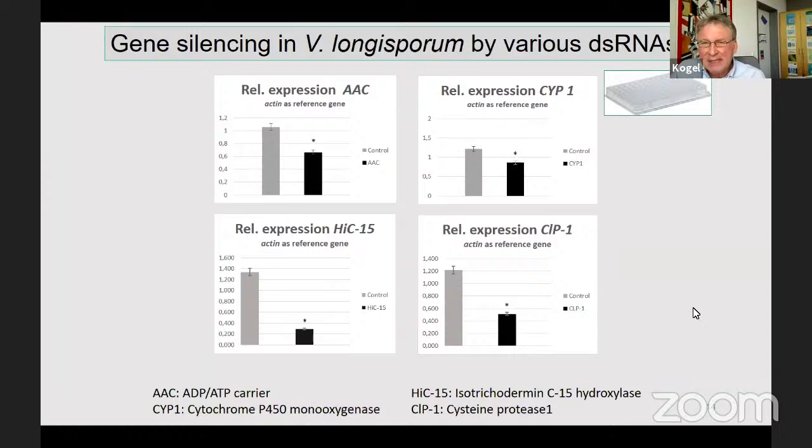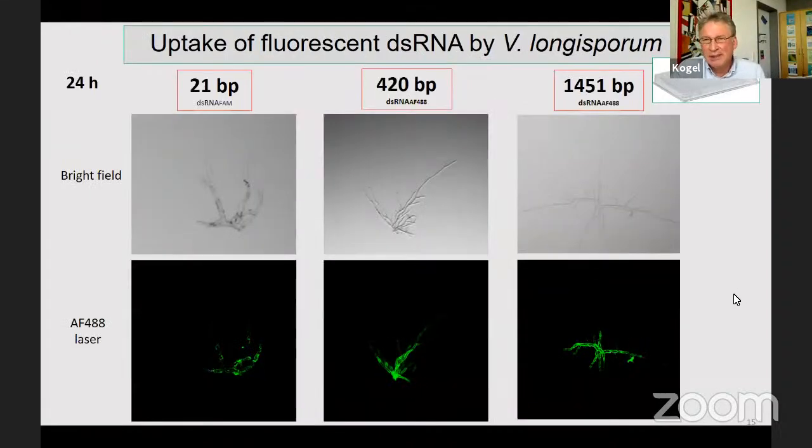in the fungus, and compare expression of the gene after treatment in controls and double-stranded RNA against the target gene. There is a downregulation, meaning silencing. So it works. The 420 works. So we were interested to see whether there is a bias in the length of double-stranded RNA.